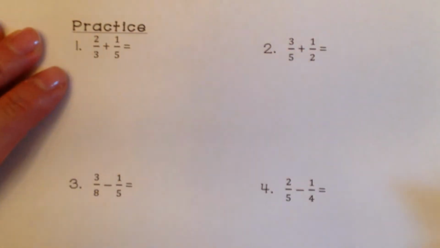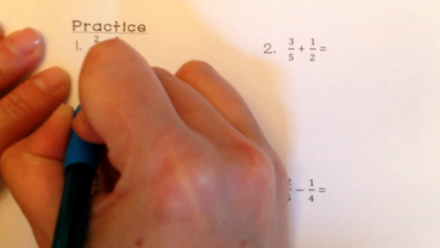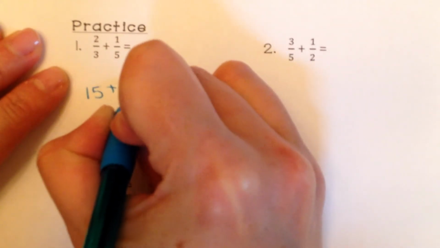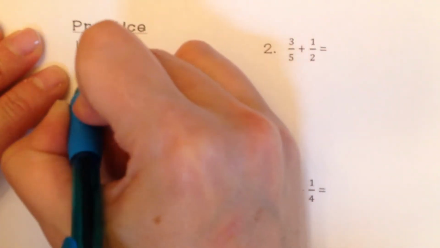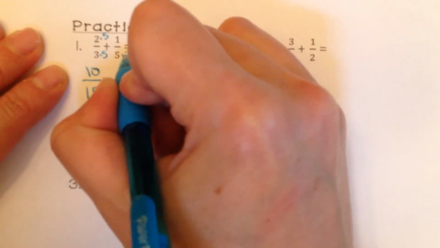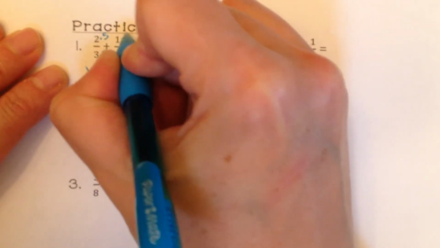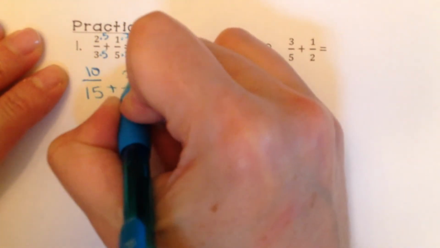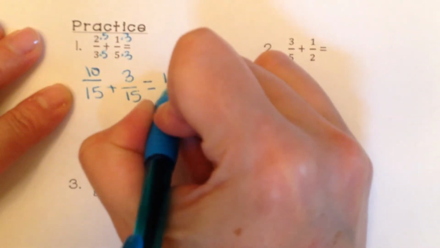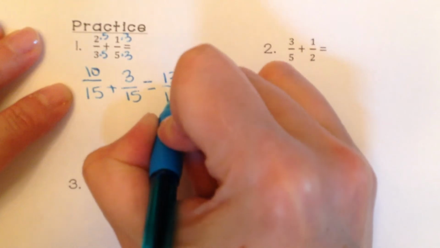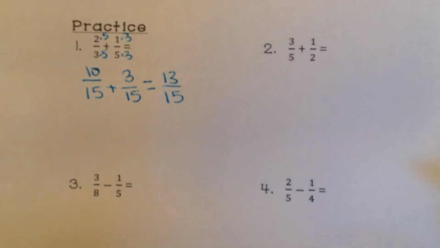All right, so the first one, the common denominator is 15. You would multiply 3 times 5 to get 15, so you also have to multiply the top. 2 times 5 gives you 10. You multiply 5 times 3 to get 15, so the top is also multiplied by 3. 1 times 3 is 3. And when I add, 10 plus 3 gives me 13 over the common denominator of 15.